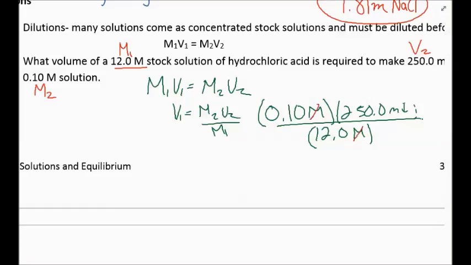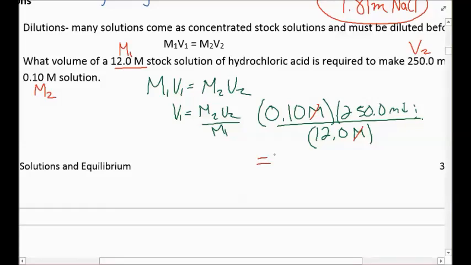Now, before you plug this into your calculator, you do kind of want to think about this. Generally, if you calculated this right, the volume that you get should be pretty small, or at minimum smaller than the volume you're trying to make. So that's a common mistake, to flip it, and then you end up with more than the solution that you have, which is a problem.